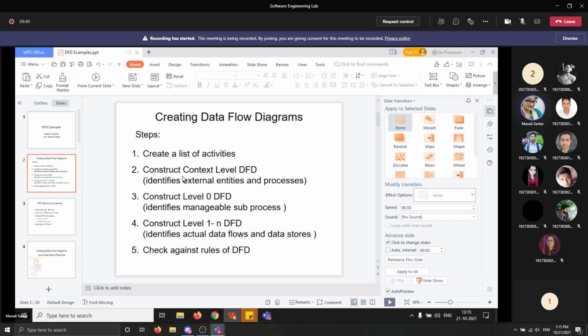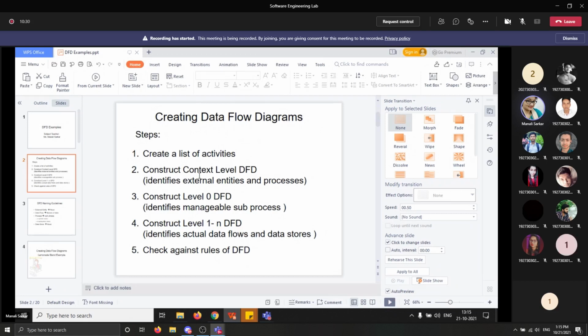So there are various steps to create a data flow diagram. First, you need to create a list of activities, that is, the activities that are to be performed in your diagram. After that, in step 2, you need to construct the context level DFD, that is, identify the external entities and processes that are present in your DFD. Next, construct level 0. Here I have defined context level and level 0 as different, but you can combine both.